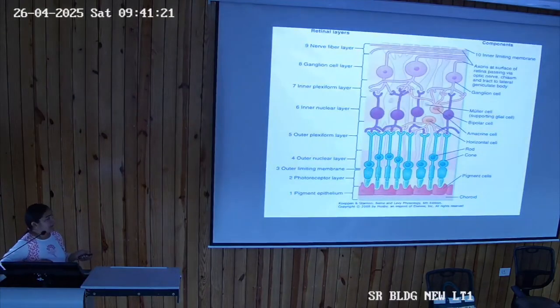Okay. Here the pigment epithelium, then the photoreceptor cell layer, outer limiting layer, then outer nuclear layer, outer plexiform layer, inner nuclear layer, inner plexiform layer, ganglion cell layer, nerve fiber layer, and last one is inner limiting membrane. So remember these 10 layers. This is the important thing in this topic, 10 layers of the retina. So this is all in the sense organs.